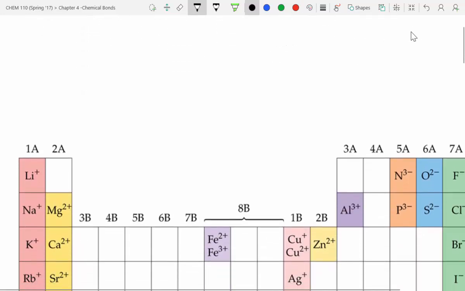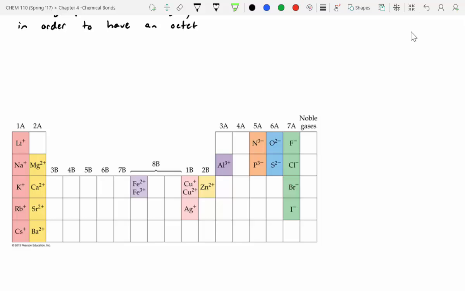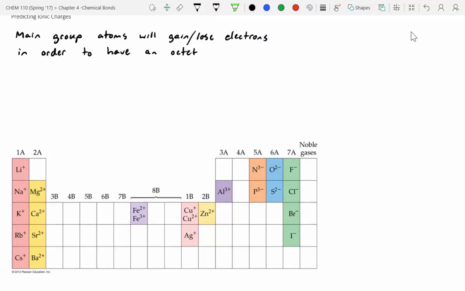So if we look at the table, it's pretty straightforward, right? If you're in group 1A, you lose 1 electron, that gives you an octet, that gives you a net positive charge. If you're in group 2A, you can lose 2 electrons and then have an octet, and that gives you a positive 2 charge. One thing I will say is these transition metals are kind of confusing. The charge can vary. We're going to talk about transition metal complexes later, but for right now we're focused on the main group, so basically anything that's not in that center group.